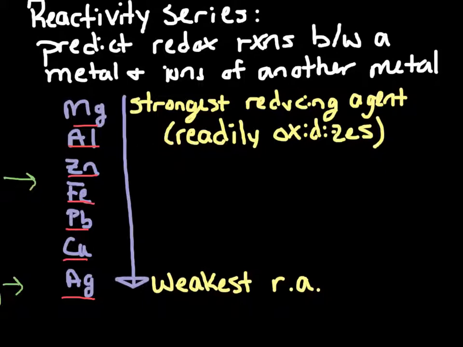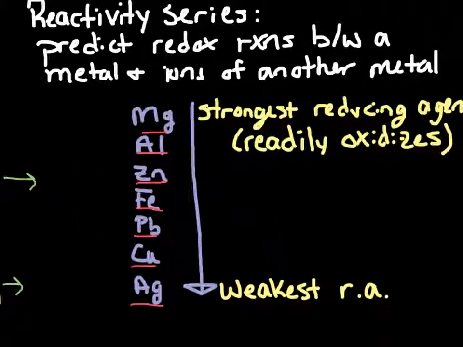Magnesium is our strongest reducing agent, which means it readily oxidizes. Therefore, it's the one that's going to react the most out of the entire series. Silver is the weakest reducing agent, therefore it's the least readily oxidized, and will not actually become a pure ion. It would not react unless it was with a stronger atom. Let's look at some examples of what this would be.